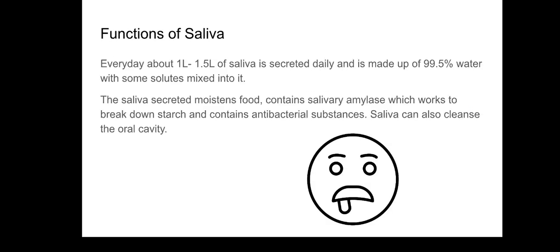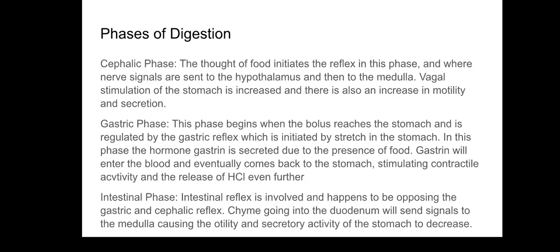Functions of saliva. So every day, about 1 to 1.5 liters of saliva is secreted, and it's mostly made up of water with some salts mixed into it. This saliva that is secreted will moisten food, contains salivary amylase, which also works to break down starch, and contains antibacterial substances. And this saliva can also cleanse the oral cavity.